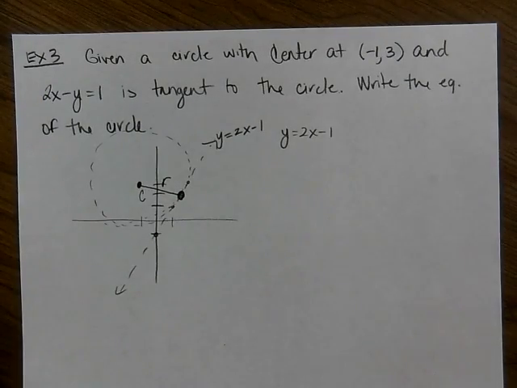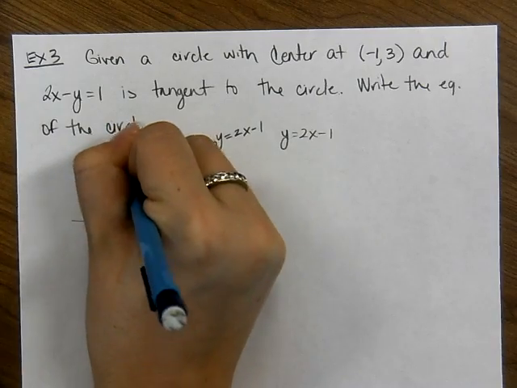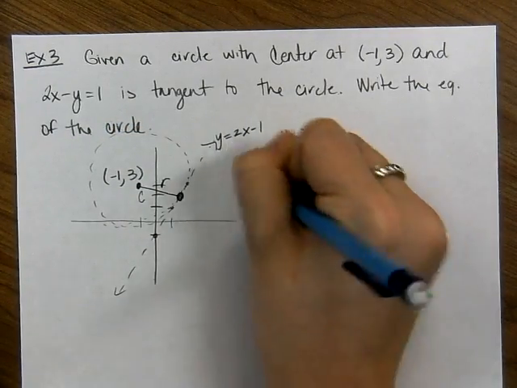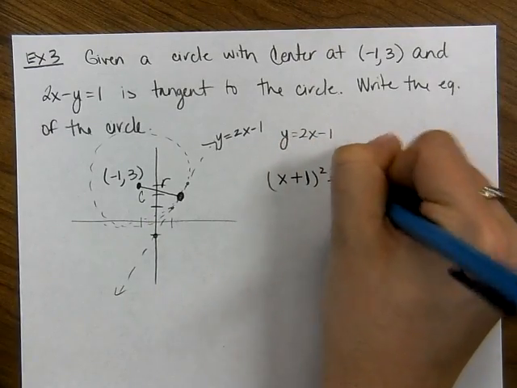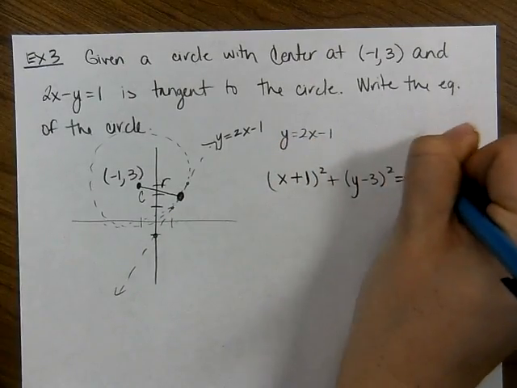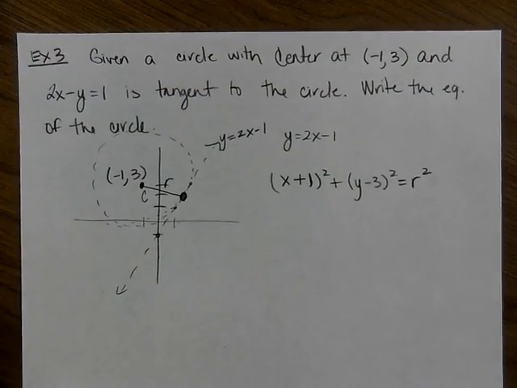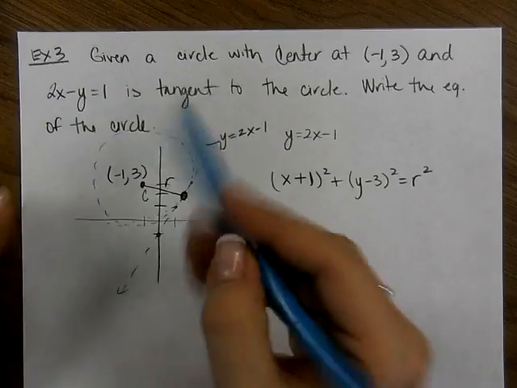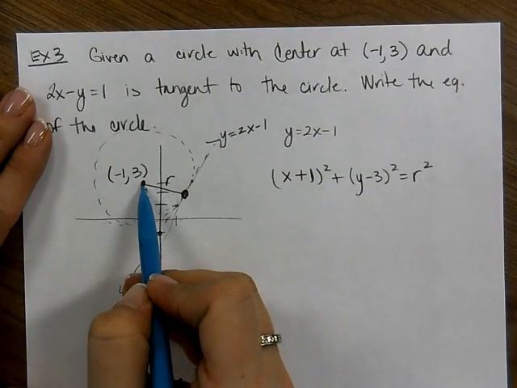Now let's think about this. In order to write the equation of a circle, you need to know two things: the center and the radius. But all I know is the center. So far I know (x plus 1) squared plus (y minus 3) squared equals r squared. Previously, I was given a point on the circle, so I could plug in the x and y and solve for r. But I'm not given that here. Here I'm given a line and a point.